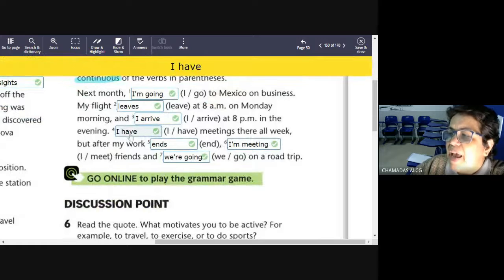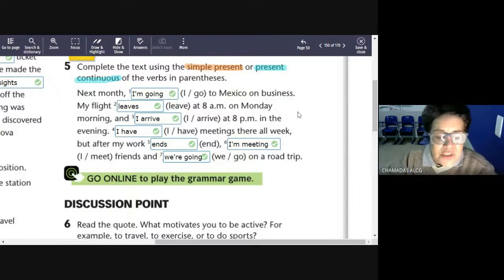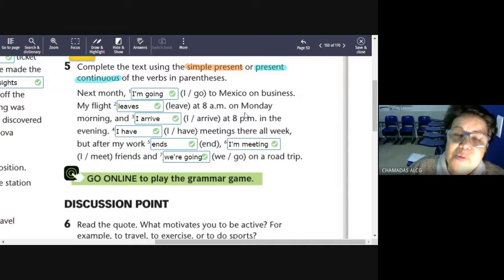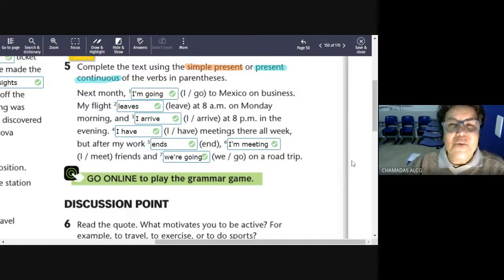Because the verb have is considered a stative verb. But as we know, there are situations when we can use the verb have in the present continuous, when it doesn't mean possession, okay? Awesome.